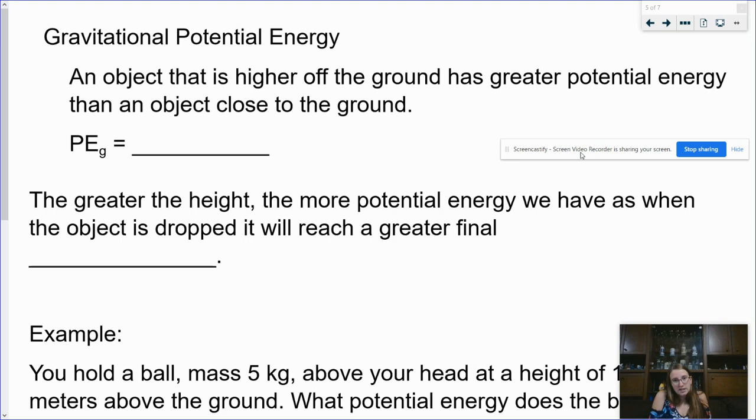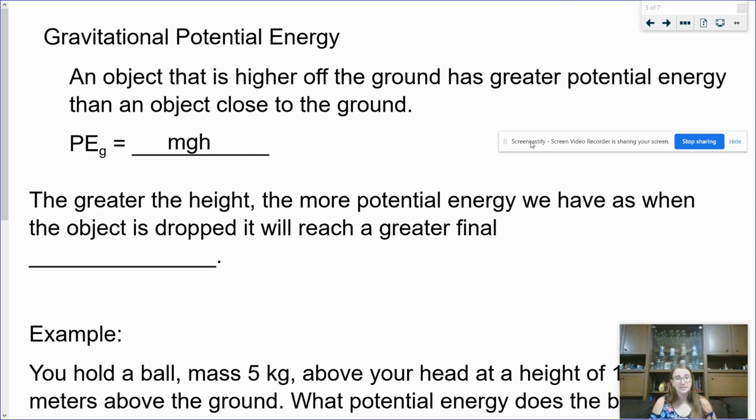So this should make sense if, again, potential energy is the potential of an object to have kinetic energy. The higher an object is off the ground, the greater gravitational potential energy it has. The formula for gravitational potential energy is just mgh. That's it. Mass times gravity, right, 10, times the height it is off the ground. That's what h stands for, the height off the ground.